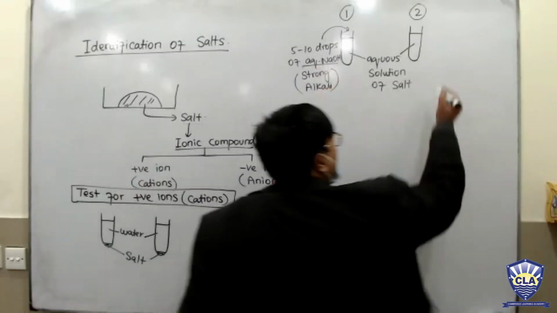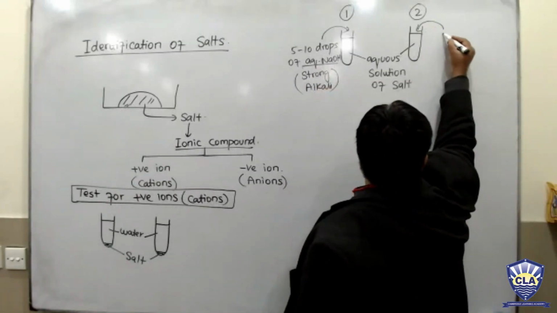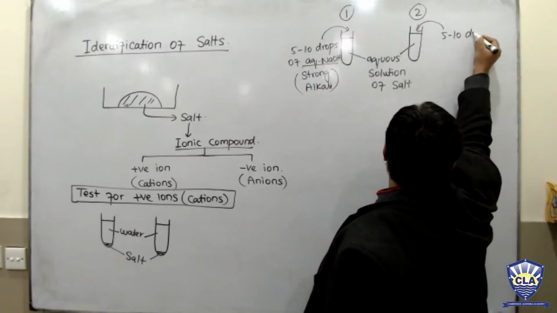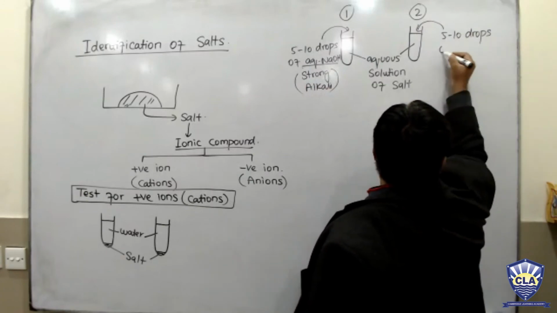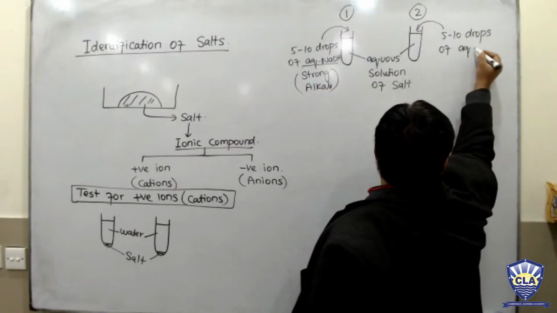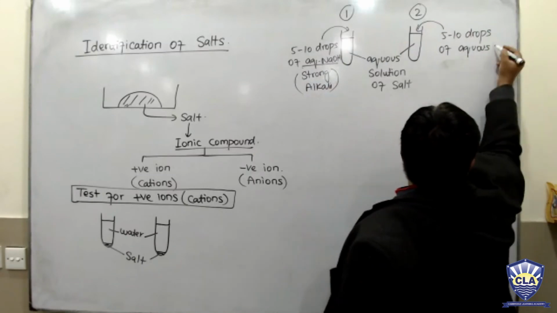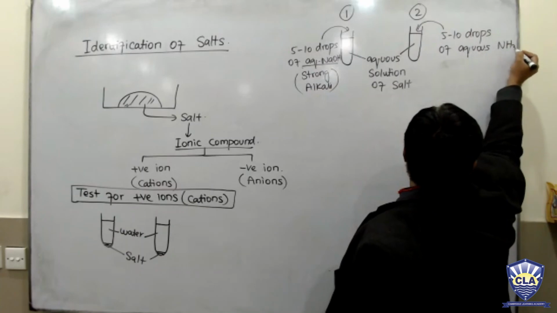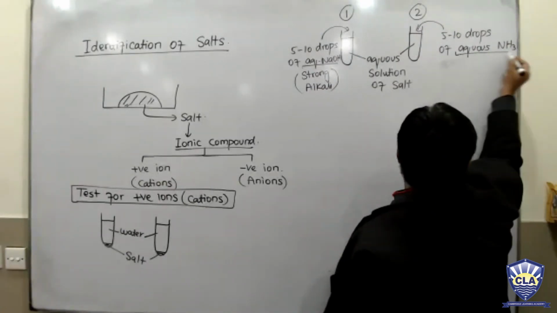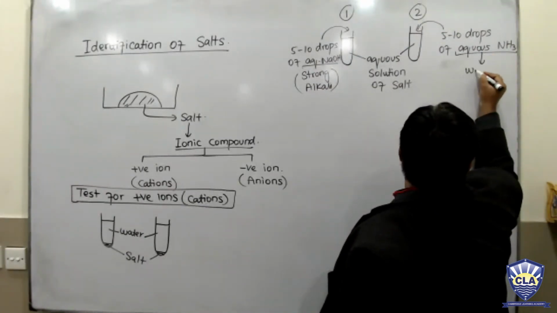Okay. In the second test tube, what should you do? You should add 5 to 10 drops of aqueous ammonia, NH3. NH3 is called ammonia. So aqueous ammonia is the weak alkali.